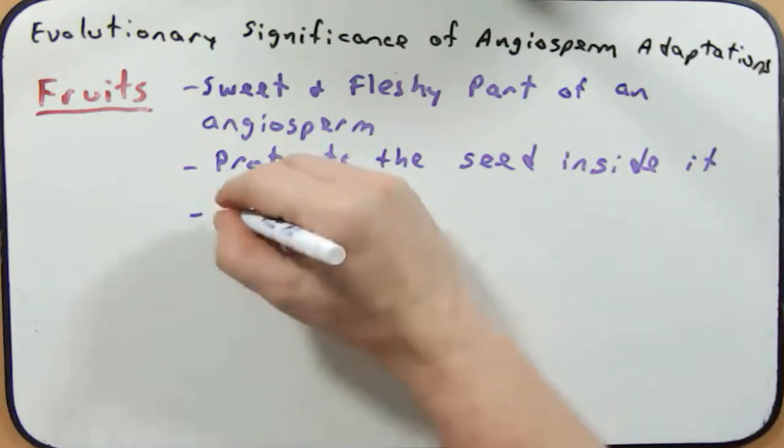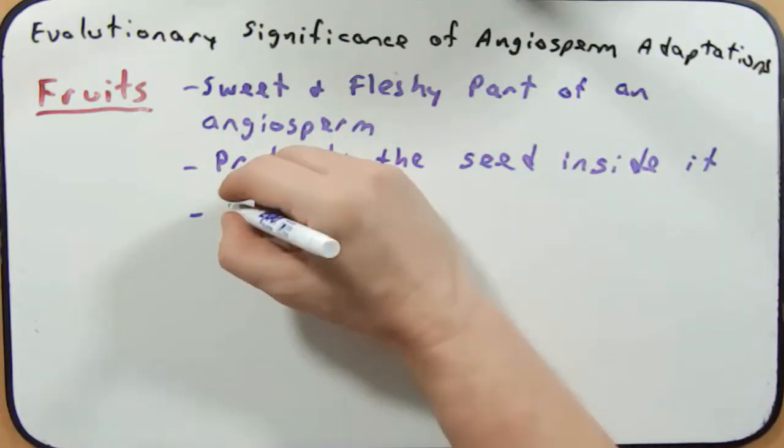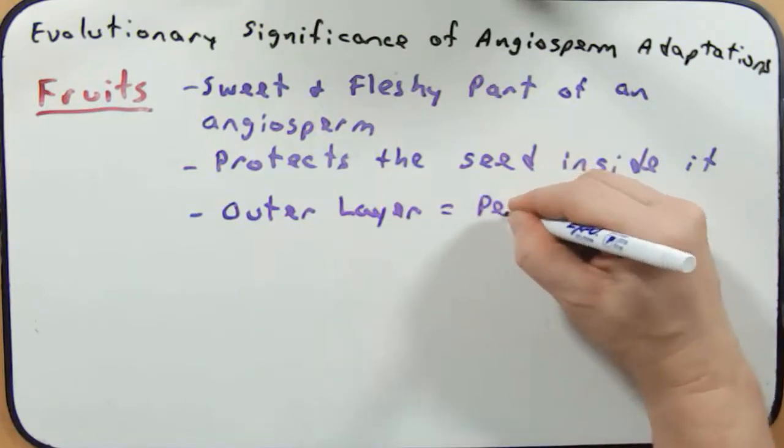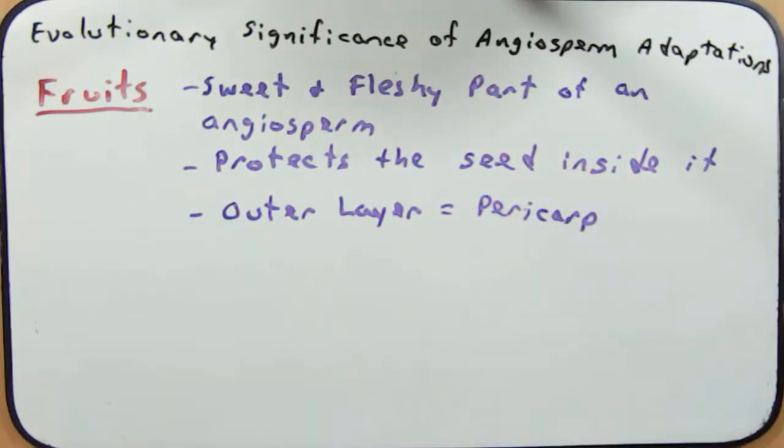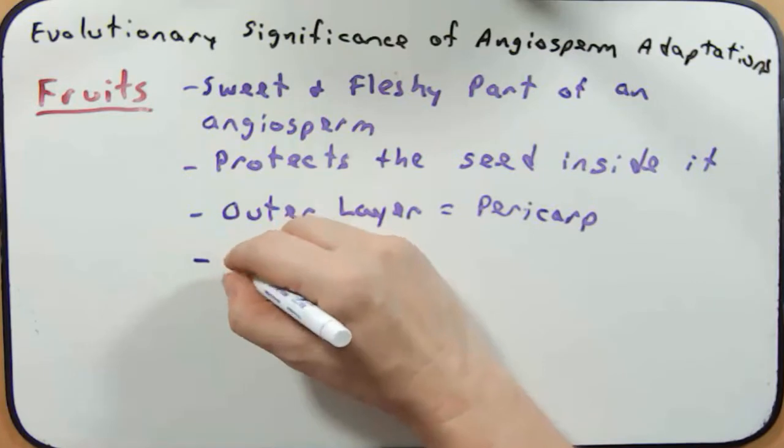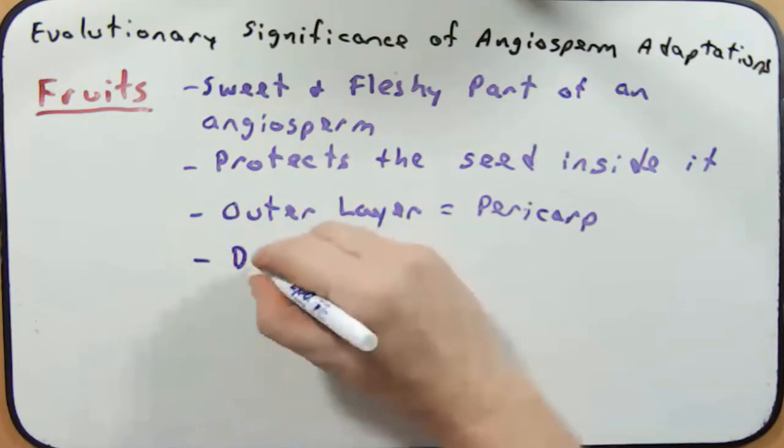The outer layer of a fruit is called the pericarp. The pericarp is often edible. So for instance, that outer layer of a tomato that protects the seeds within it is the pericarp. And the next thing I want to say is that fruits are derived from the ovaries.